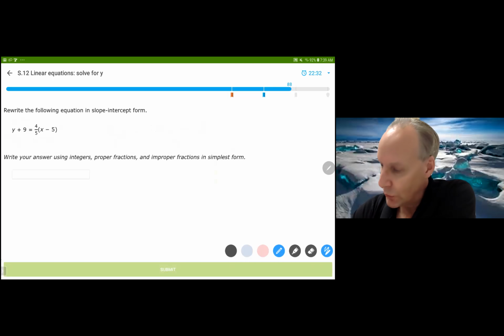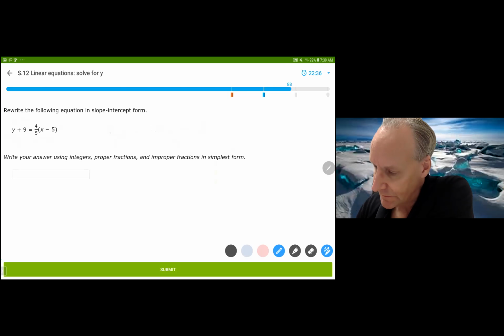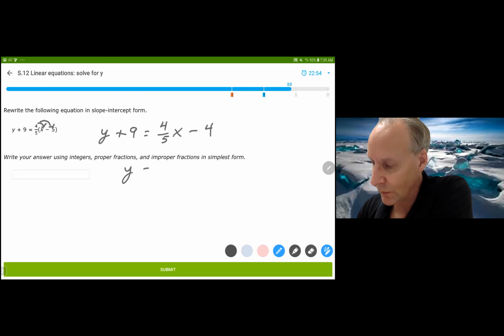And we have just a few more. We're going to distribute the 4/5 to both parts. We get y plus 9 is equal to 4/5 x. And when we take the 4/5 times the negative 5, it's going to give us minus 4, isn't it? Take a look and see if you need to write it on the side. Go ahead. We're going to subtract 9 from both sides and get y equals 4/5 x minus 13.